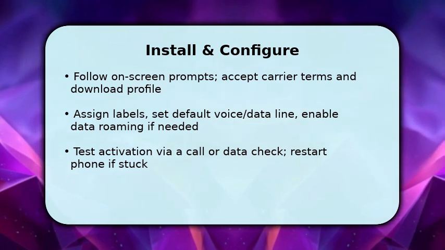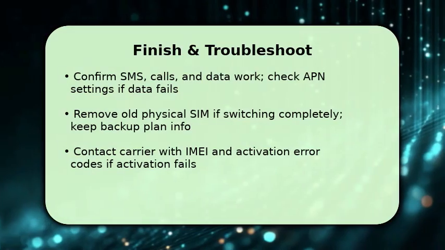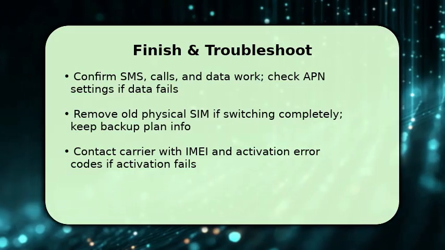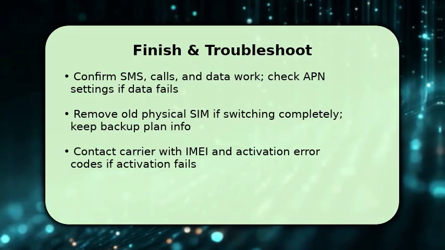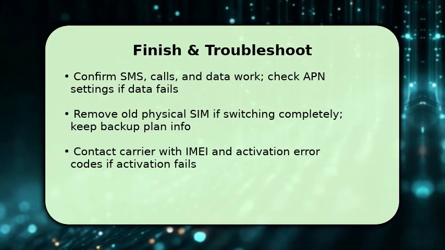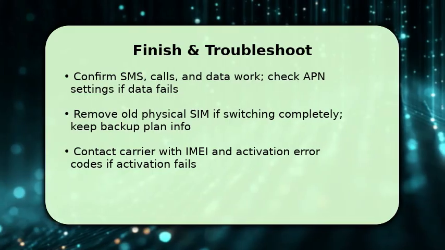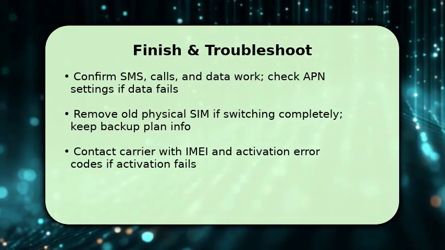To finish, verify that SMS, calls, and mobile data function correctly. Open a browser and send a test message. If data is absent, check APN settings and ensure the profile is set as the data line. Once satisfied, remove the physical SIM only if you intend to rely solely on eSIM.